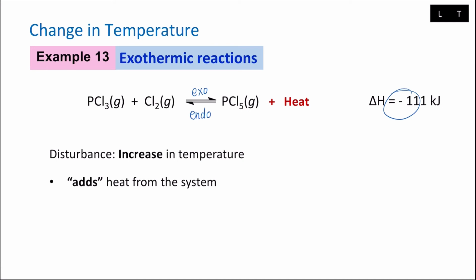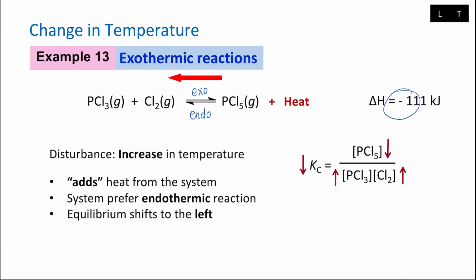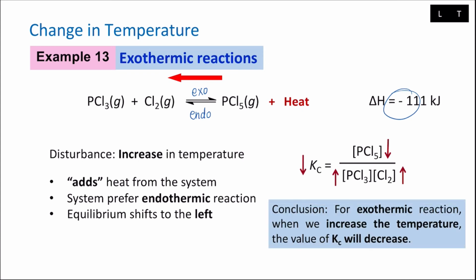So macam mana direction saya? Saya akan ke arah kiri because kiri is the reverse reaction for endothermic reaction. So that's why direction merah saya ke arah kiri. Dan apabila kita compare value Kc, production of reactant akan bertambah tetapi produk awak akan berkurang. So that is why Kc value awak akan berkurang. So conclusion dekat sini, for exothermic reaction, apabila kita increase the temperature, Kc akan berkurang.